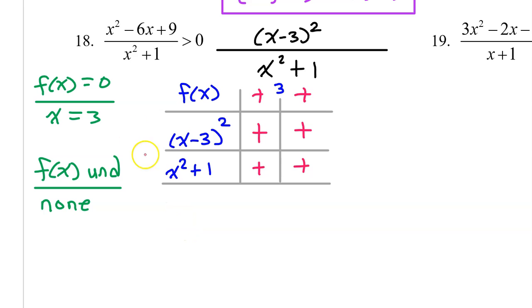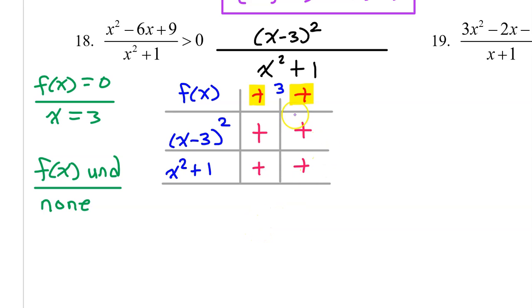So that means f of x will be positive in both of these intervals. Does that mean that the solution is going to be negative infinity to positive infinity? Nope. That would accidentally include the 3. And 3 is where f of x equals 0. We only want where f of x is greater than 0. If this had been greater than or equal to, then the answer would be negative infinity to positive infinity.